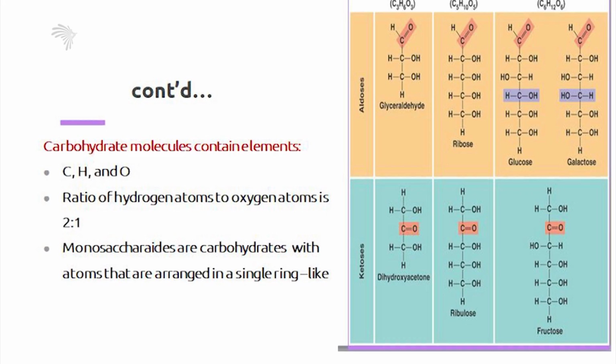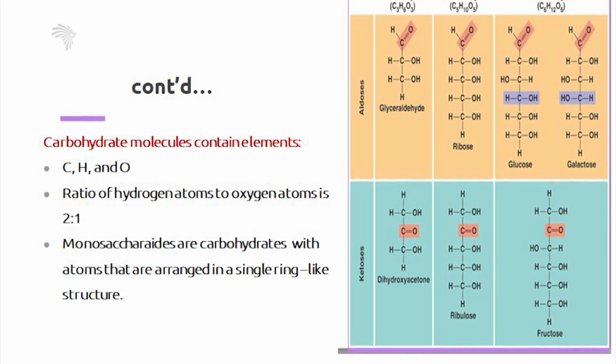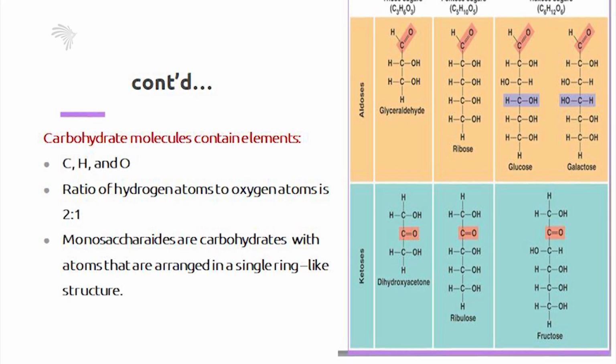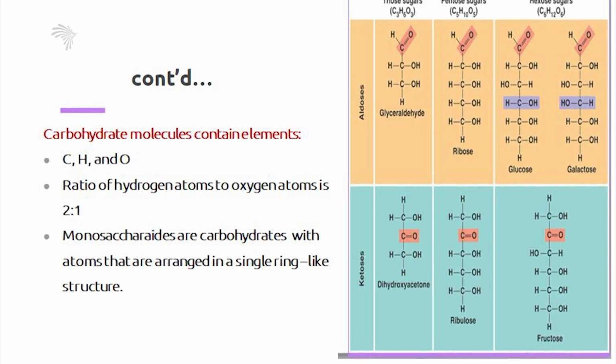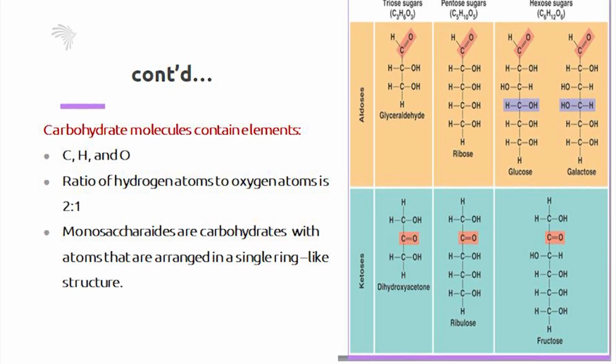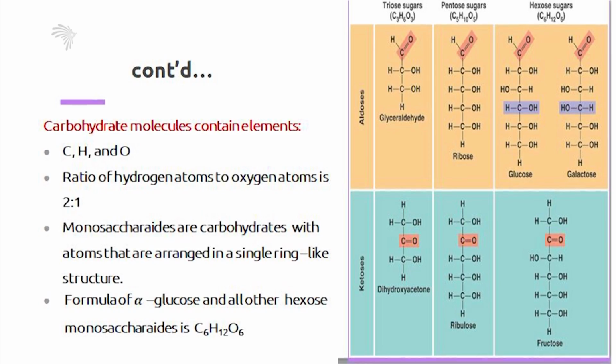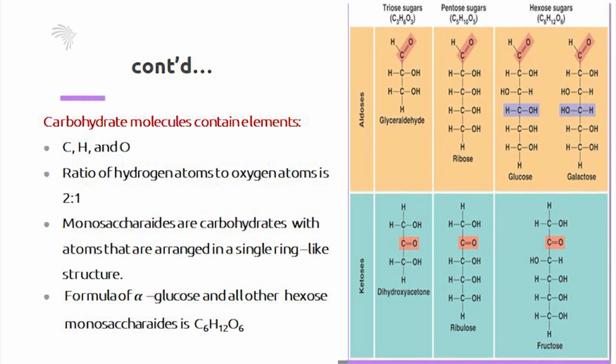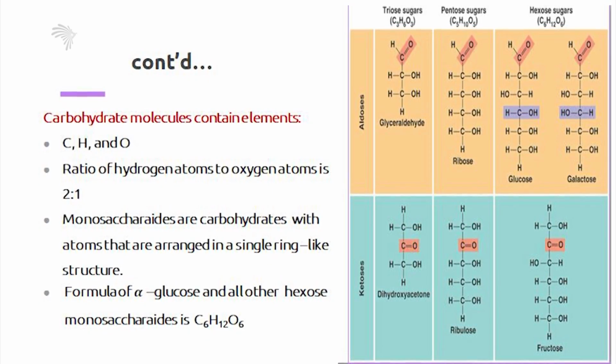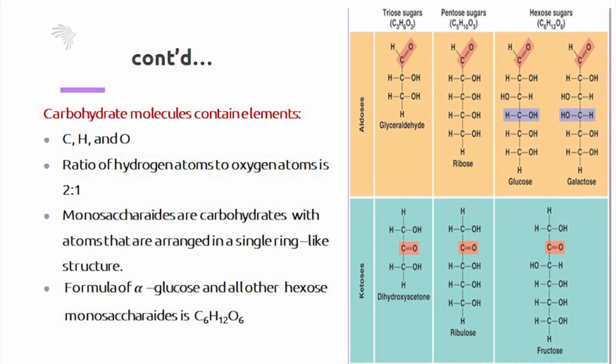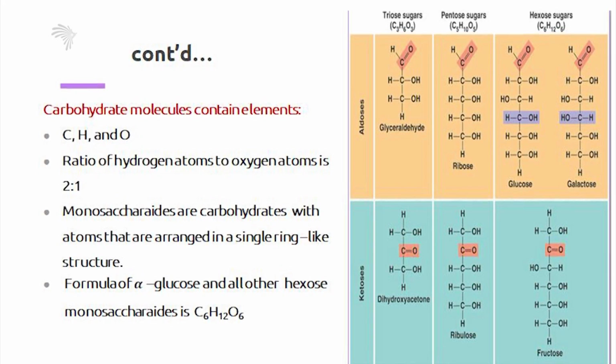Carbohydrates are classified as monosaccharides. These are carbohydrates with a single ring-like structure. The formula for alpha glucose, and for all other hexose monosaccharides, is C6H12O6. Glucose and galactose are some examples of monosaccharides.